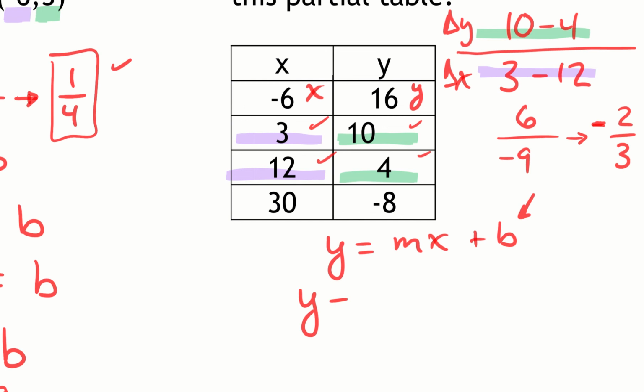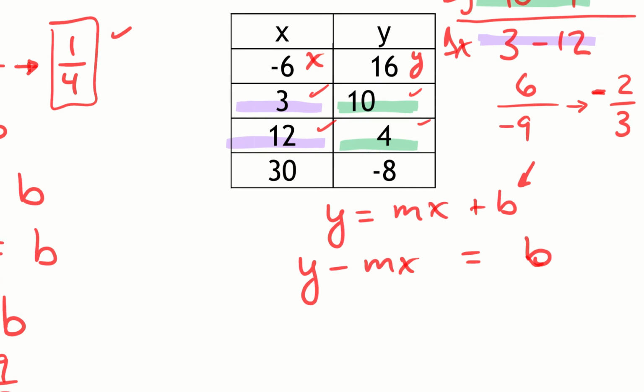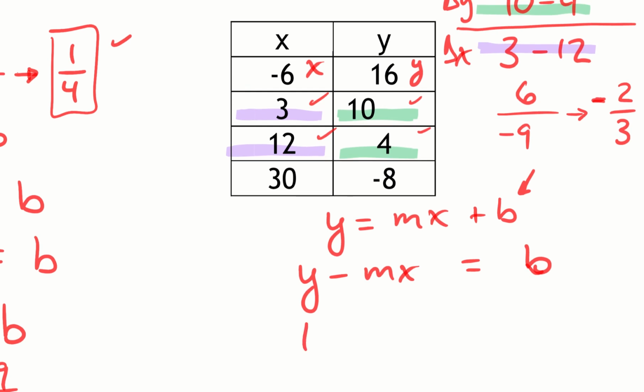So that means y minus mx will give me the value of b, my y-intercept. The y value I'm using is 16, and I'm going to subtract from that negative 2/3. So I've got 16 minus a negative 2/3, and my x value is going to be negative 6. And this is going to equal b.